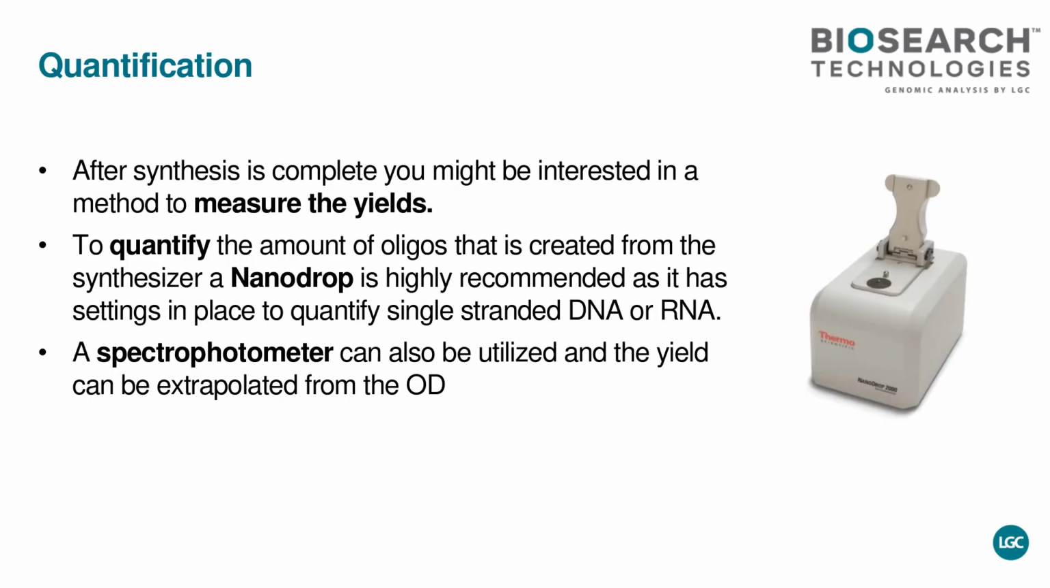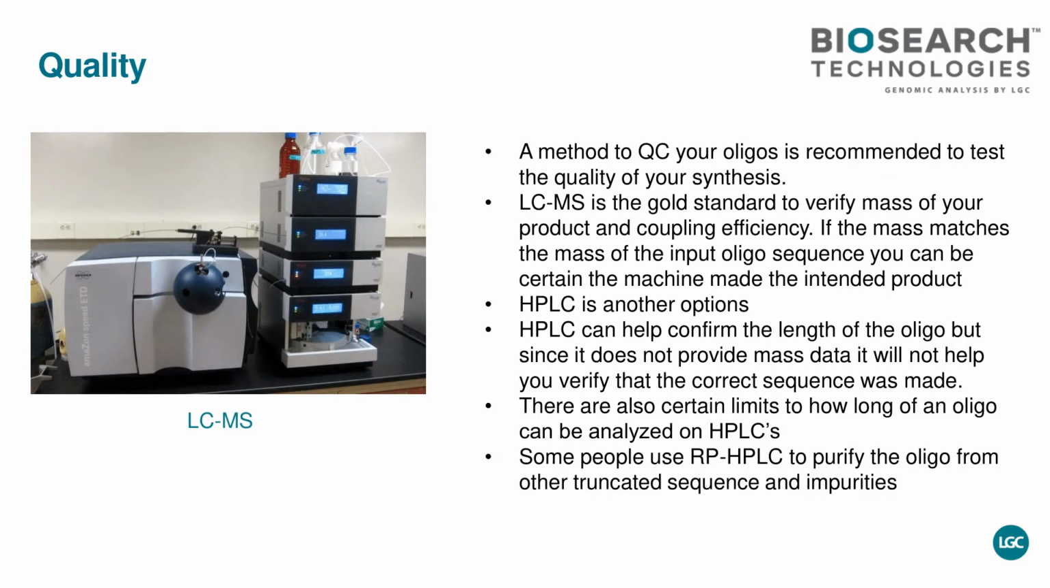When the oligo is done, of course it's important to make a quantification of the oligo. You can use another drop to do this quantification for the single strand of DNA or RNA. You can also use a spectrophotometer to extrapolate the number of ODs or the number of micrograms you have produced. In terms of quality, there is no good or bad way to do it. It depends also on what you want to obtain.